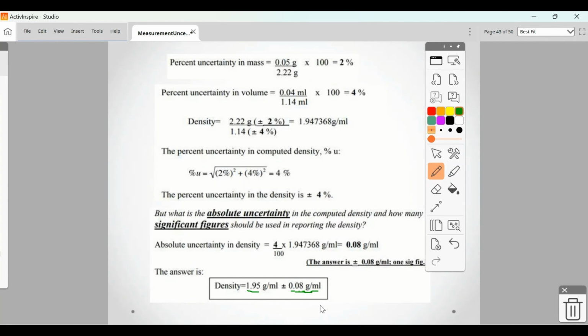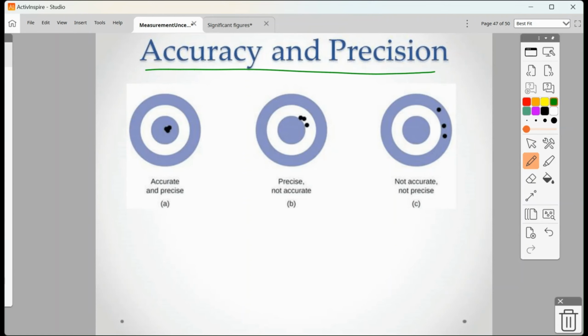Next, we're gonna discuss another topic, accuracy and precision. What is accuracy and precision? Okay, when we take measurements, if our answers are close to the target, so this is the target or the true value, suppose it is 22.3 centimeter square, if our answer is very close to this true value, we are accurate.